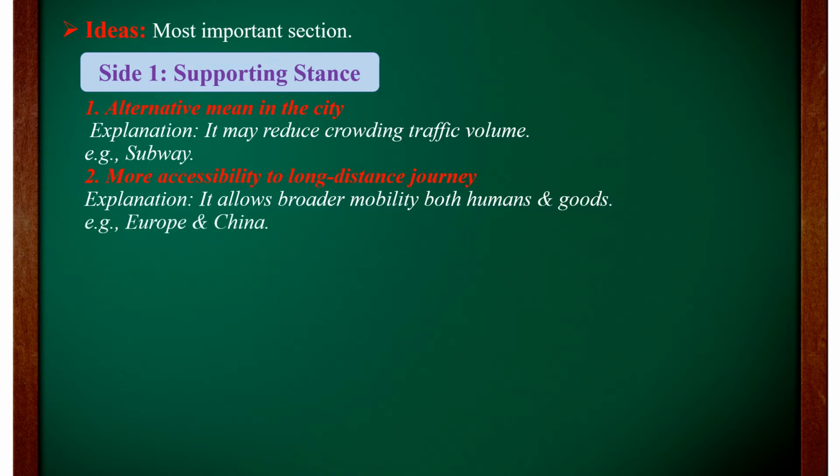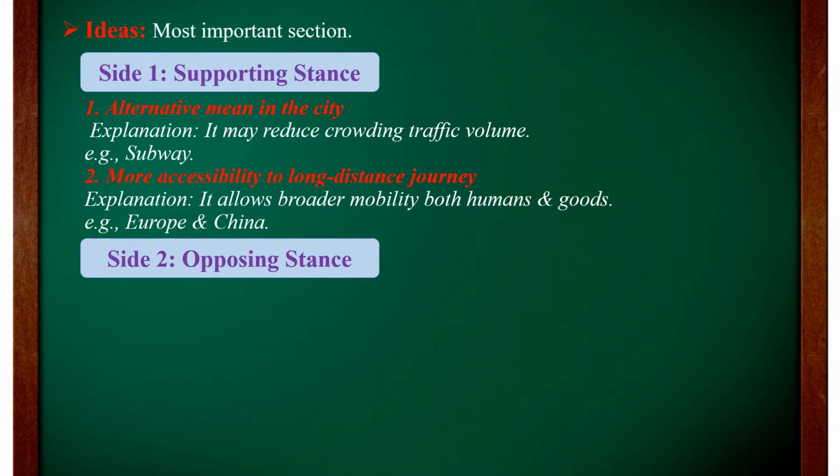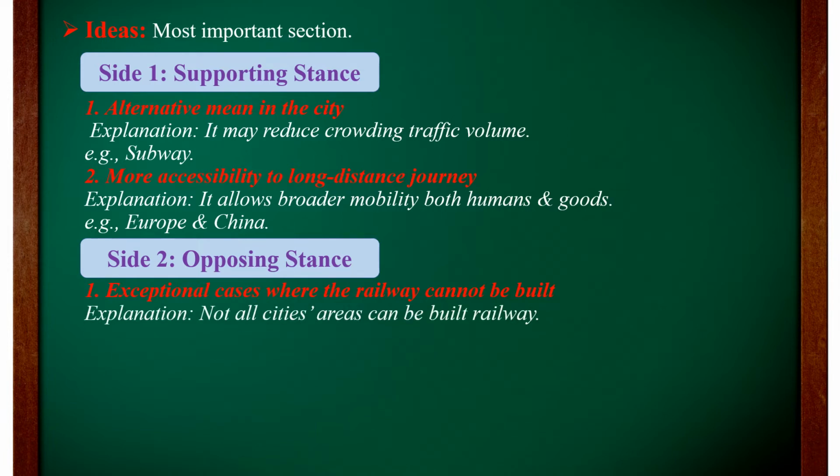Second, you should include one or two opposing ideas to claim that the other side is also reasonable. In the exercise, I raised two main ideas to support the other side. Opposing idea 1 is the exceptional case where the railway cannot be built. This is because not all city areas can build railway, as you can see in underground or SkyTrain or bottleneck.